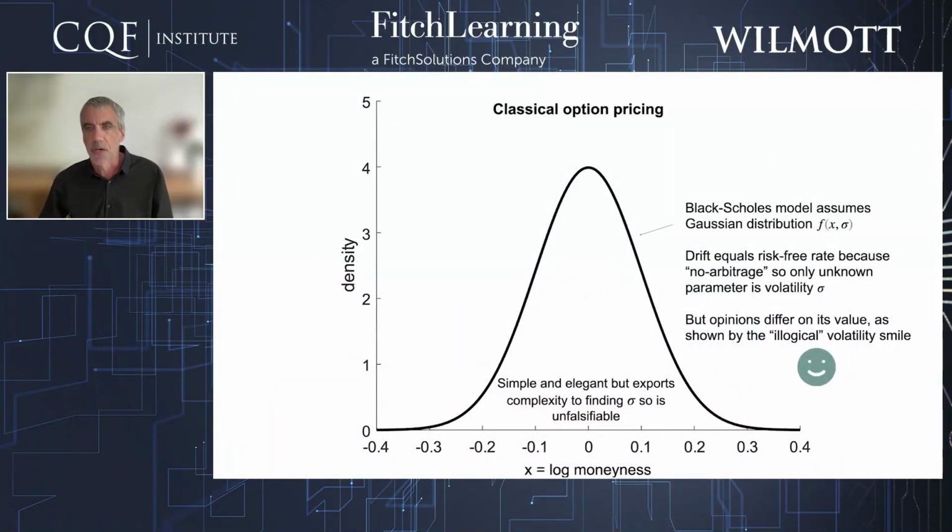In classical option pricing, you have the Black-Scholes model, which assumes a Gaussian distribution. Drift is set equal to the risk-free rate because you can do this by assuming no arbitrage. So the only unknown parameter is the volatility sigma. However, opinions differ on its value, as shown by the volatility smile, which is often described as illogical or irrational. So this framework is simple and elegant, but really it exports all the complexity to finding sigma, so it's unfalsifiable. If you have a model where you can change the parameter to get the answer that you want, then it's not doing much.